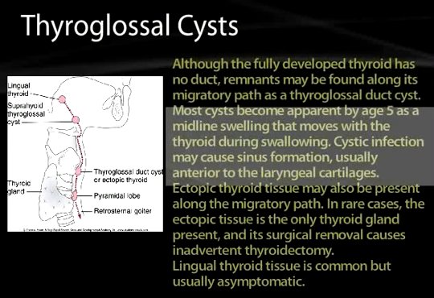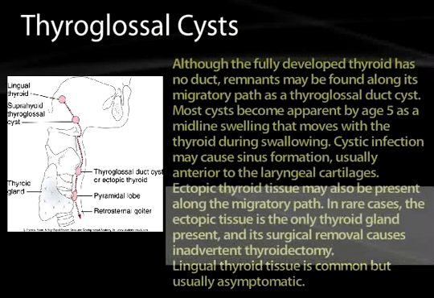They'll typically become apparent by the age of 5 as a midline swelling that will move with the thyroid during swallowing. That's a red flag issue in any of the STEM questions that you see in the USMLE. They can get infected and cause infections that will need to be removed surgically. If there's any ectopic thyroid tissue, it can also be present along the path, and in rare cases it may need to be removed because of the infection.